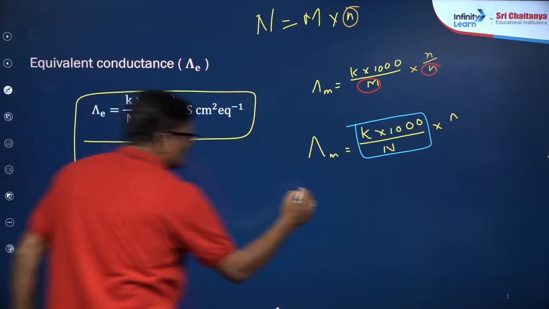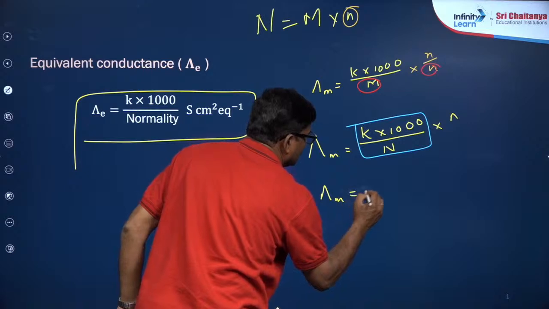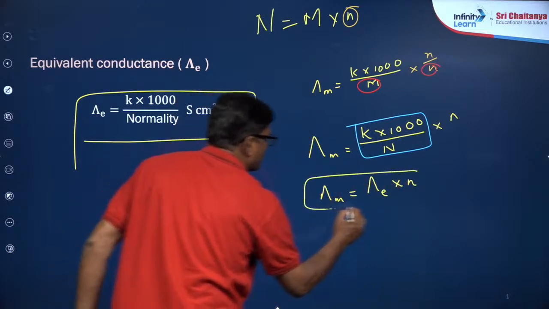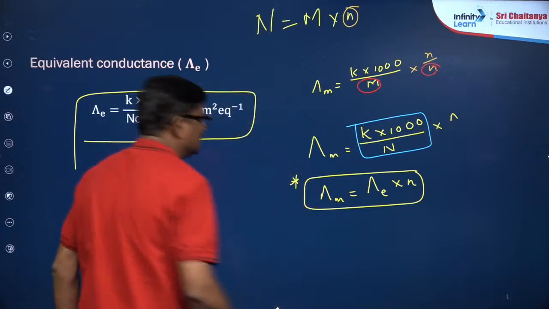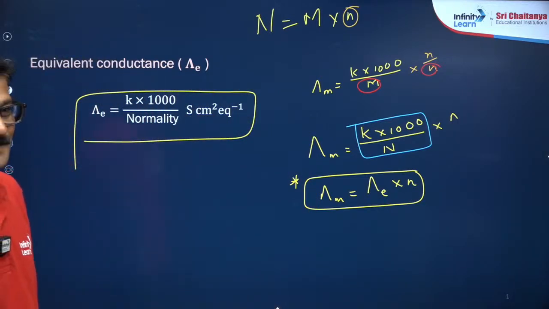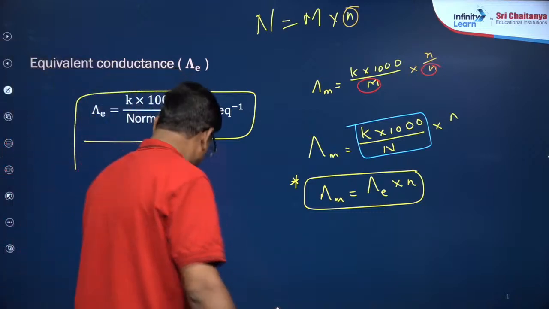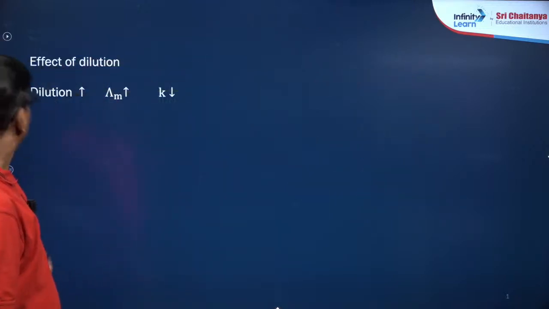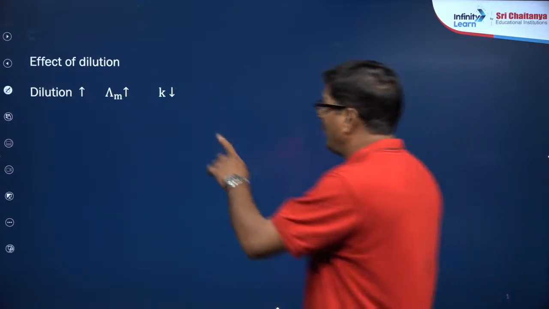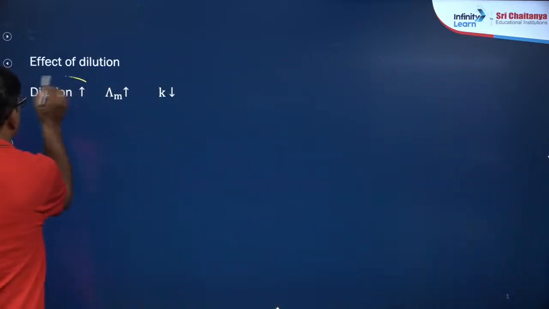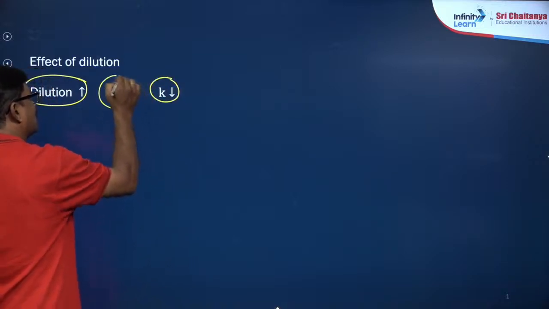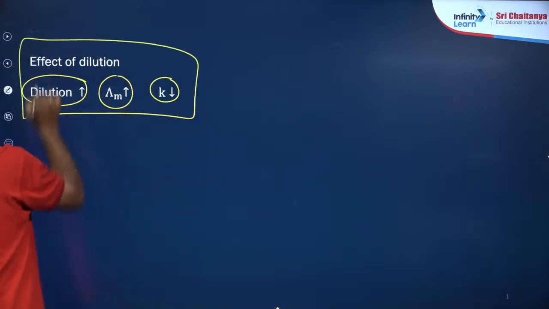So that molar conductance is equal to equivalent conductance into normality. ये खतरनाक फॉर्मूला है. Understand? Clear? That's good. So आगे बढ़ेंगे. Effect of dilution, very important. So as dilution increases, specific conductivity decreases, molar conductivity increases. It's a trick.